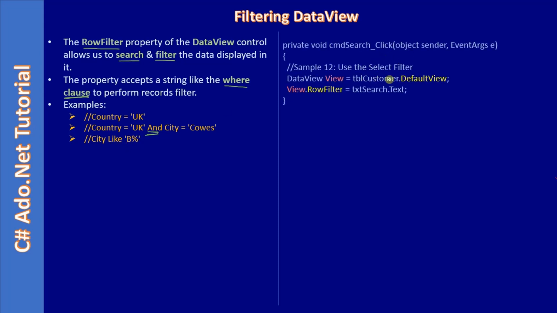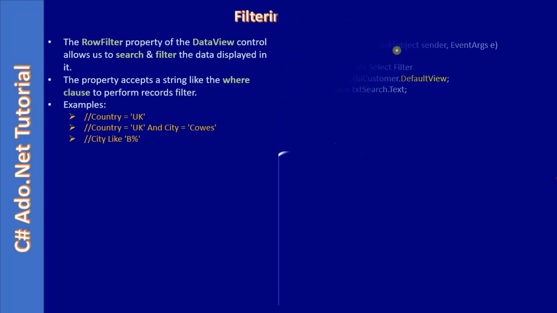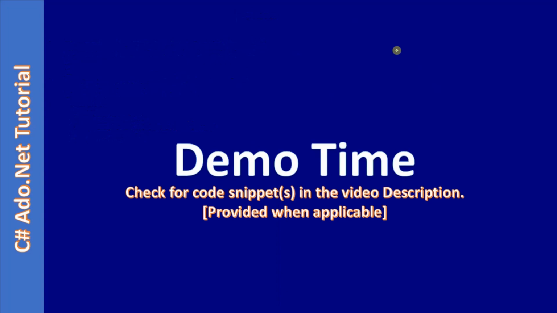Now you can see how we are using it. So we are getting the default view and we use the RowFilter property this time, right? From default view, that means data view, we are accessing the RowFilter property and we are assigning the search text here. That's all we need to do, and filtering will be performed once the user clicks this search button, because we are handling the search button click event. Inside that we are setting the RowFilter property. Let's go to the demo and see how this is working.